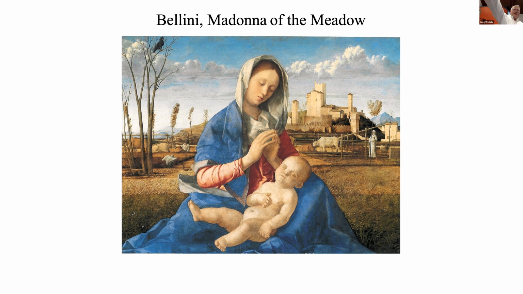Over here to the left of Mary is a crane destroying the snake. The snake is the devil. And over to the right is the good shepherd watching his flock, which is a foreshadowing of what Jesus is going to do. He then painted this.